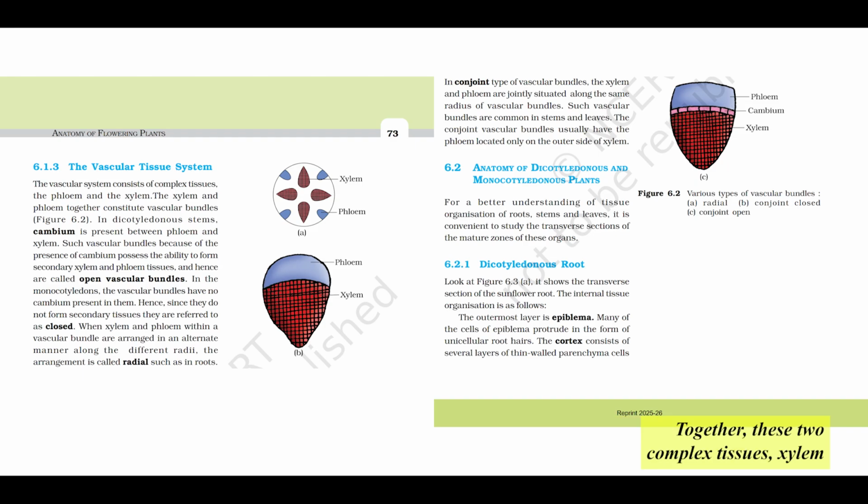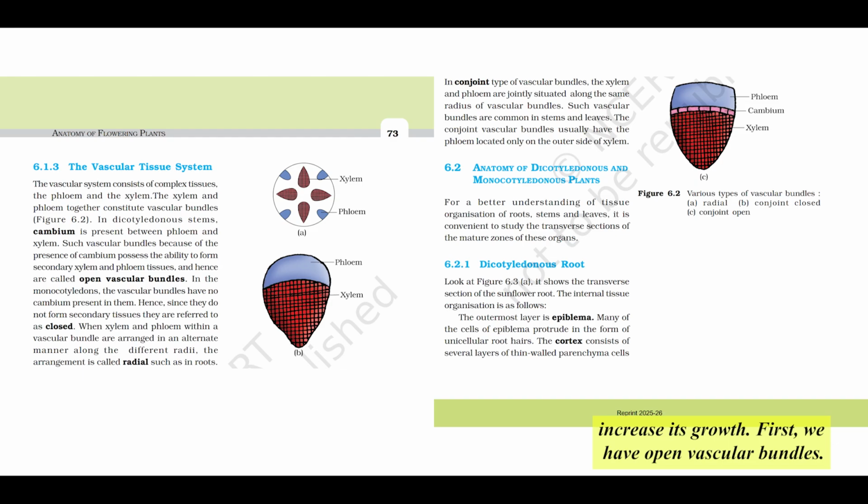Together, these two complex tissues, xylem and phloem, are organized into distinct units known as vascular bundles. You can visualize these vascular bundles as the plant's essential transport arteries and veins, making sure water, minerals, and food reach every single cell where they're needed. Now, vascular bundles themselves can be further classified, and this is based on a critical structural feature, the presence or absence of a specialized tissue called cambium. This distinction is profoundly important because it dictates whether a plant can grow thicker, increase its girth.